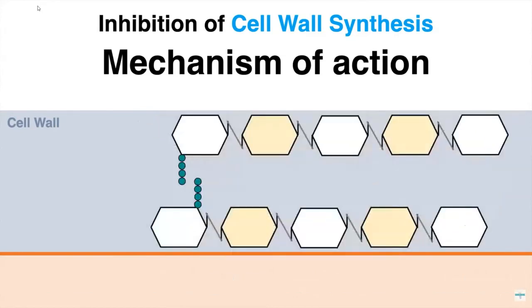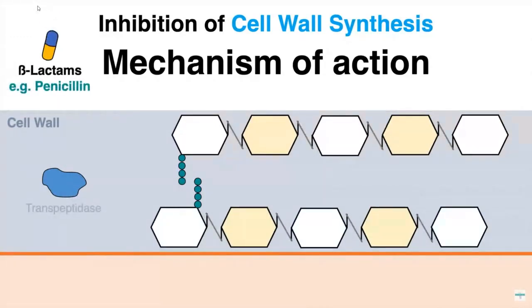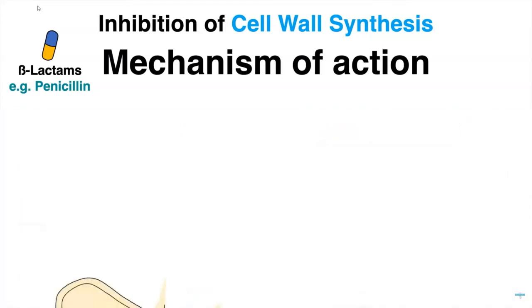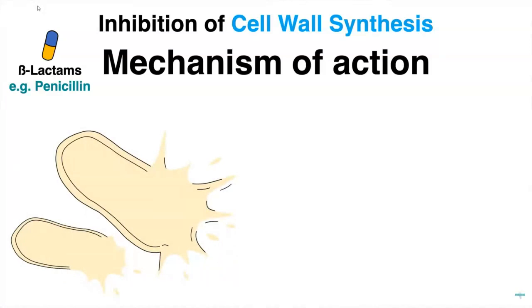But how is the cell wall synthesized? An enzyme called transpeptidase catalyzes the reaction necessary to cross-link peptidoglycan. This mechanism is the target of an antibiotic that we already know, penicillin. Penicillin belongs to the group of beta-lactams, and what they do is they inhibit the activity of the transpeptidase. No transpeptidase activity means no cell wall synthesis. The cell wall becomes unstable and bacteria are eliminated.